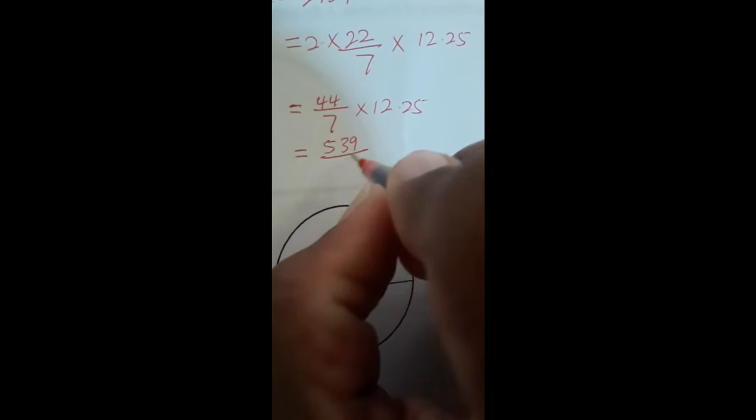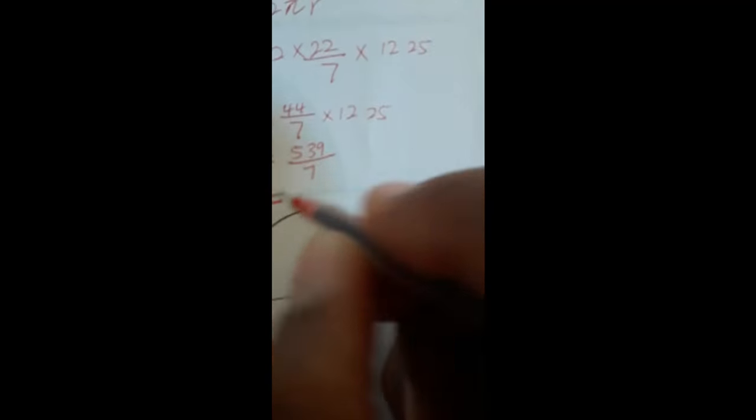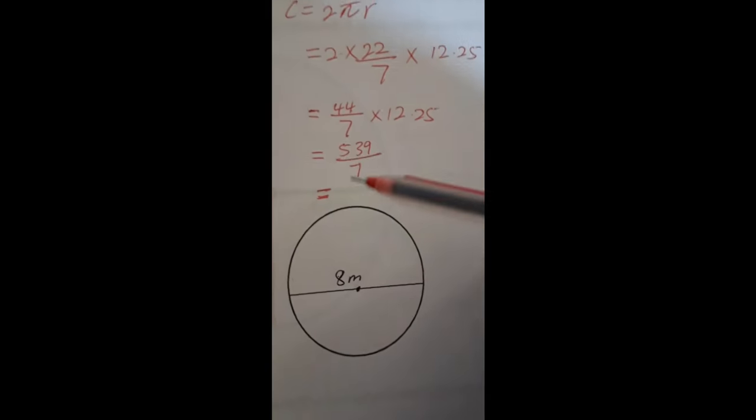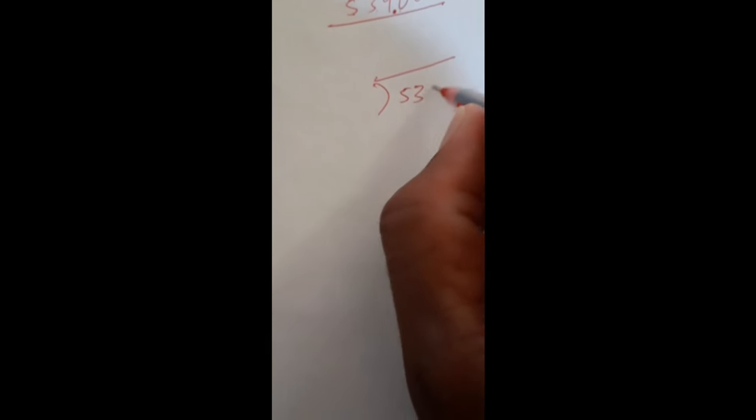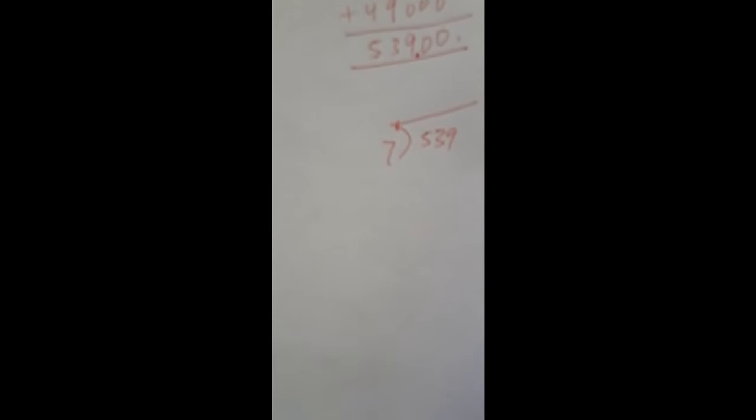539 divided by 7. And again, we'll do one more division here. So let us use our scrap paper. We can do any one of the division. We can do long division, or we can do short division. Okay, let me go with the short division.